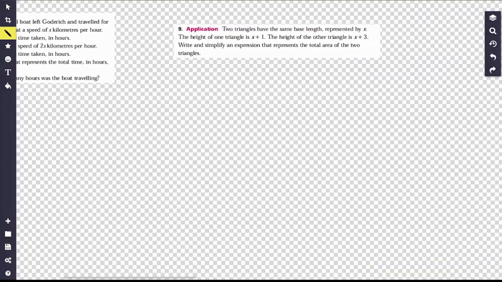Now for number 9, the second example: two triangles have the same baseline, which is x. Let's go ahead and draw two triangles. This is x, and this is also x. The height of one triangle is x plus 1. And remember, guys, this is the height. These ones are not the height. Please, guys, remember. Oh, I can't draw it like that.